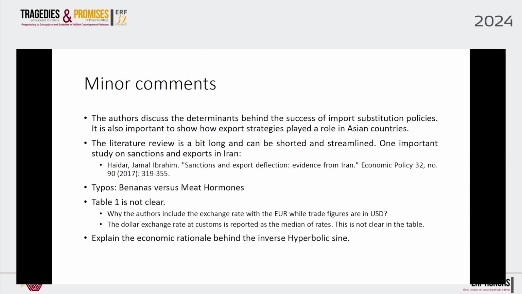Next, I think those are minor comments. Perhaps I can send them to you on the literature review and better motivating the literature also through the sanction story. And that's it. I will stop here.